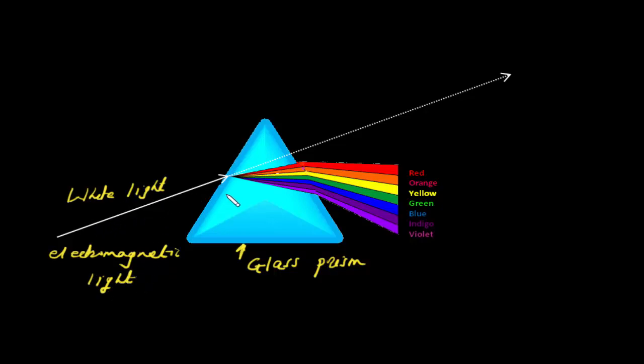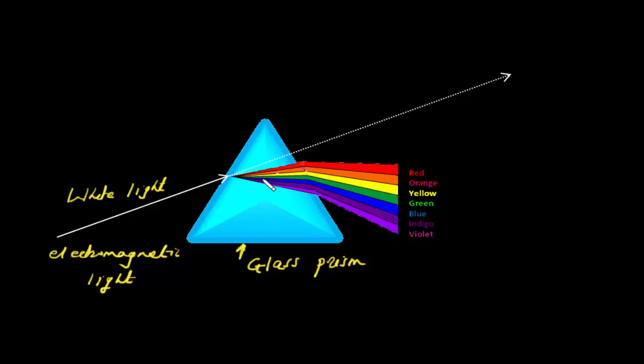So this electromagnetic light consists of different colors, that is the spectrum of light, and this was proved by Sir Isaac Newton, again by placing one more prism next to this prism, that is, the spectrum again gives the white light. The separation of these seven colors is generally known as the dispersion of light.